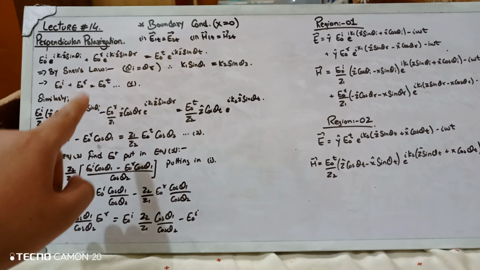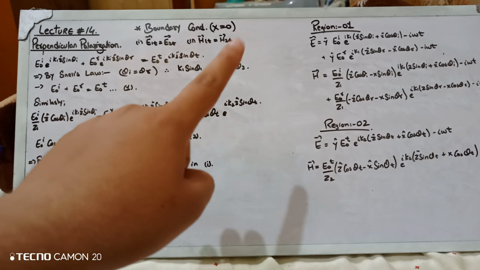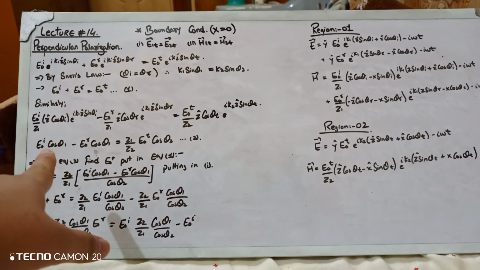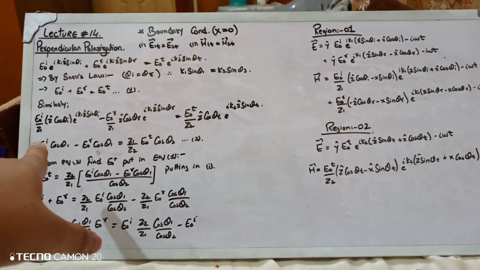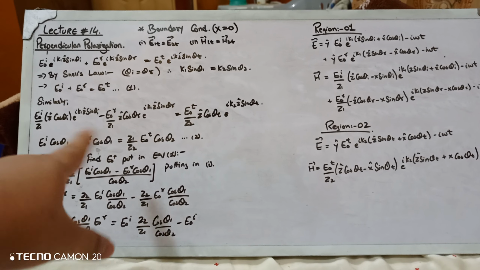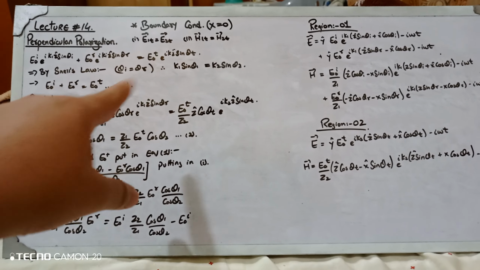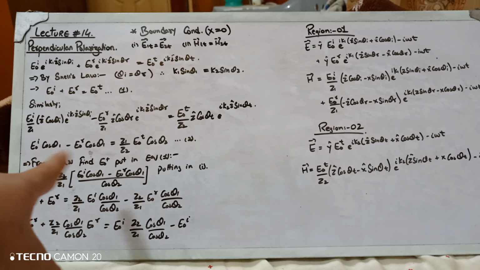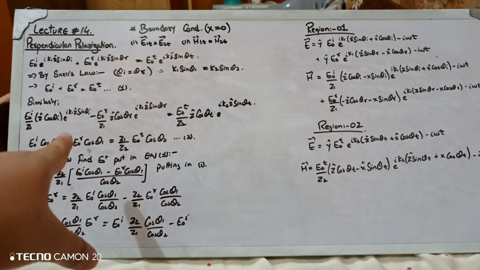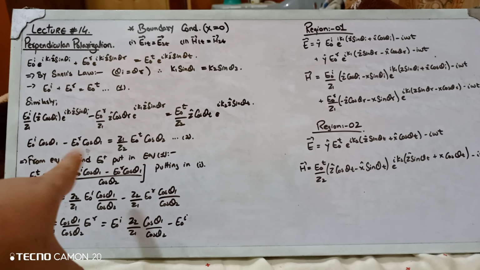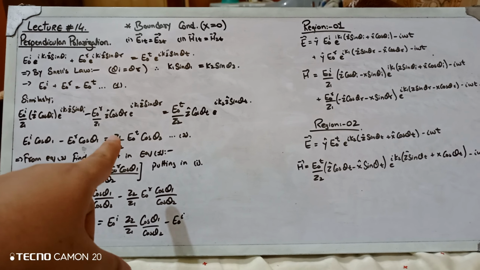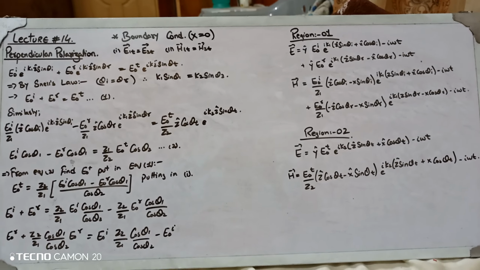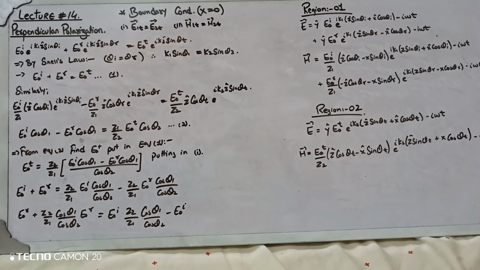So taking the common exponential term, this cancels with this, and you are only left with this. Then taking common in the denominator Z1 from this and multiplying to the other side, it becomes Z1 by Z2 on the other side. So the final relation, equation 2, now becomes E0I cos theta 1 plus minus E0R cos theta 1 equals E0I, Z1 by Z2 E0T cos theta 2.